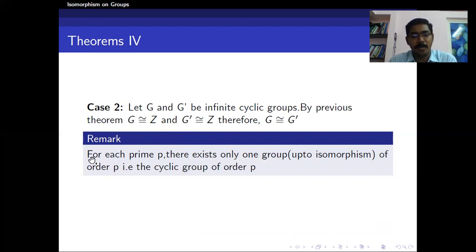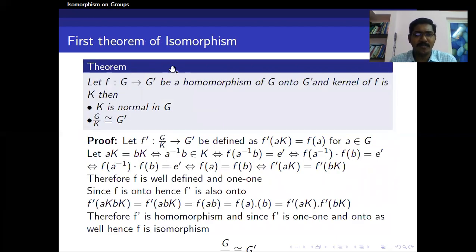Some remarks: for each prime p, there exists only one group up to isomorphism of order p, that is the cyclic group of order p, where p is a prime. Then the first theorem on isomorphism: let f from G to G' be a homomorphism of G onto G', and the kernel of f is K. Then K is normal in G, and G over K is isomorphic to G'.